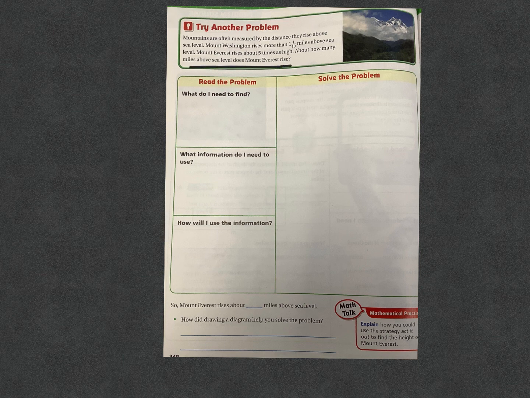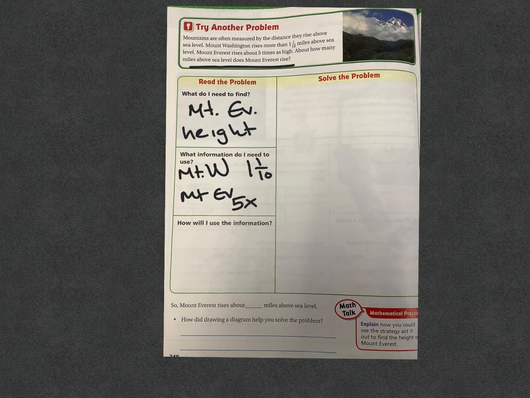This is what we want to find out. I need to find Mount Everest's height. What information do I need? I know that Mount Washington is 1 1/10 miles high, and that Mount Everest is 5 times that amount. How will I use it? I can draw it, or I know that it's times, so I can multiply it. We'll do both just so that our brains are connecting to both.